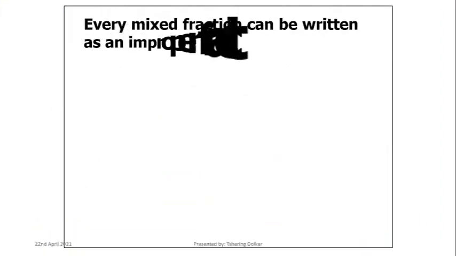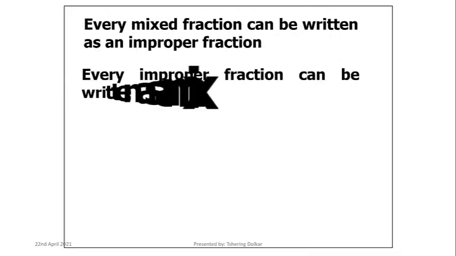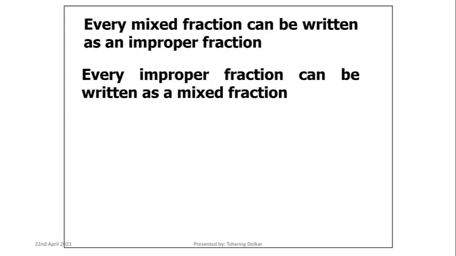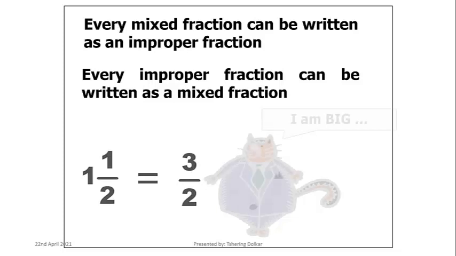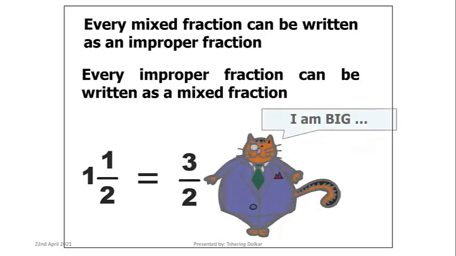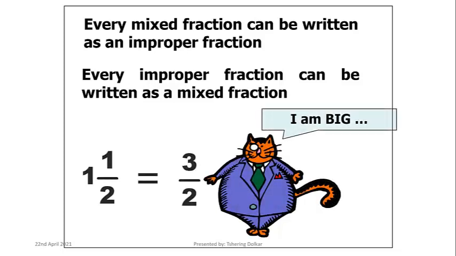So every mixed fraction can be written as an improper fraction, and every improper fraction can be written as a mixed fraction. So if you look at the example, you see 1 whole and a half, which is a mixed fraction, and it is changed into improper fraction, that is 3 over 2, which means the same. Here the big cat says I am big, which means improper fraction, a bigger number on the top.